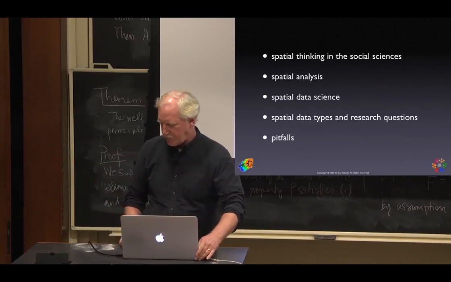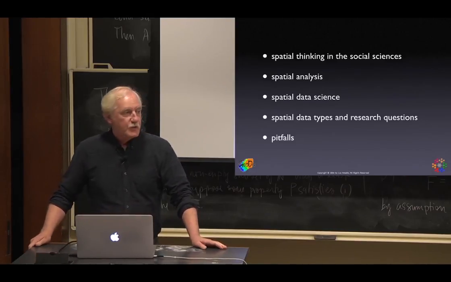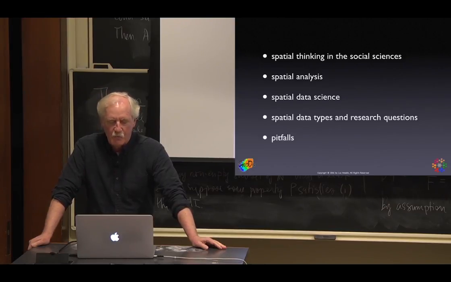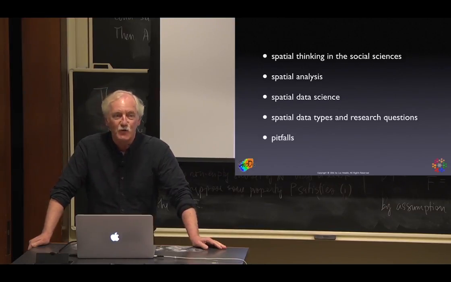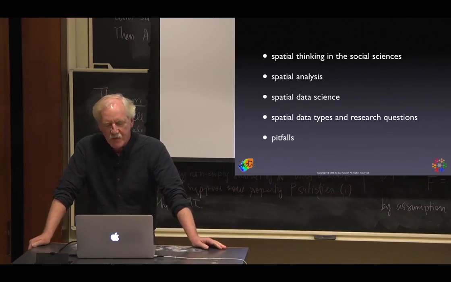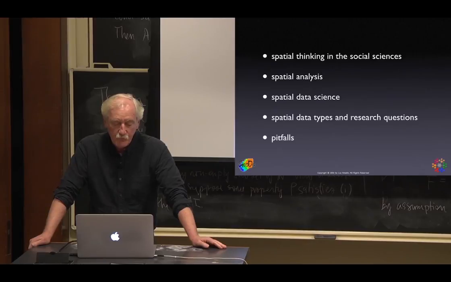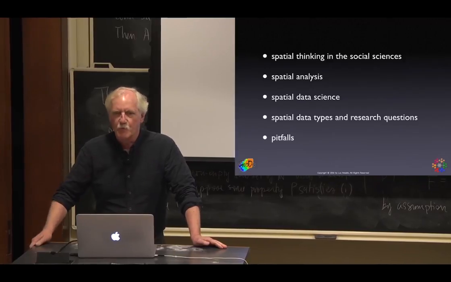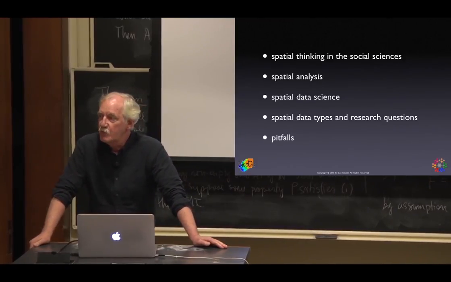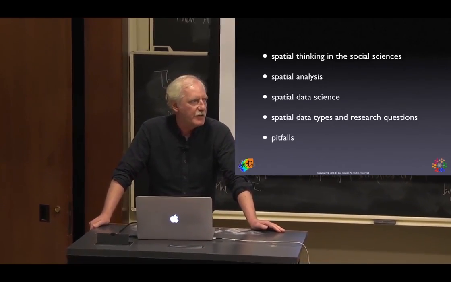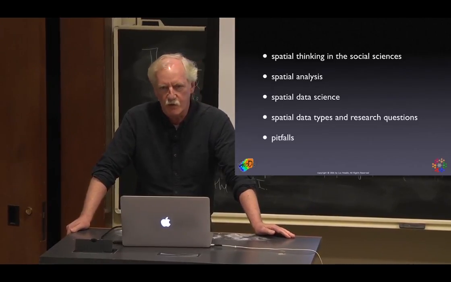So what we're going to do this afternoon is start with some motivation. Why is spatial thinking, from my perspective, all of a sudden the thing to do in social sciences? Then give you some definitions about what we mean by spatial analysis, what it consists of. Spatial data science, which is the latest buzzword, which is basically the same thing, but with a little bit more computer science thrown in. And then we switch to more methodology, and I'll go over different types of spatial data and what that means for the types of research questions we can address.